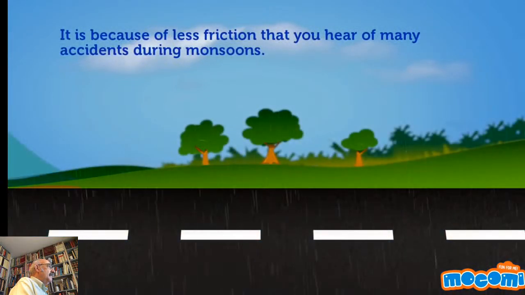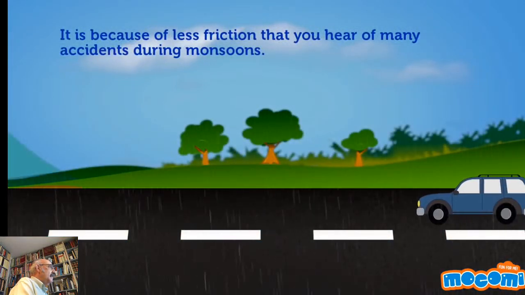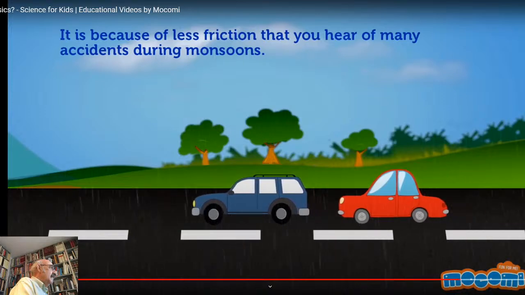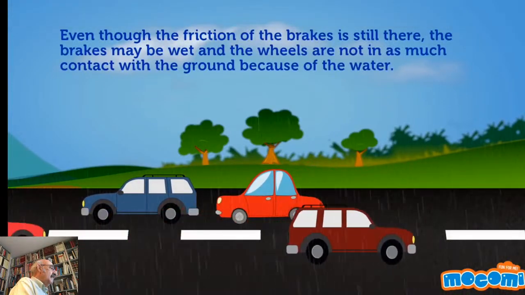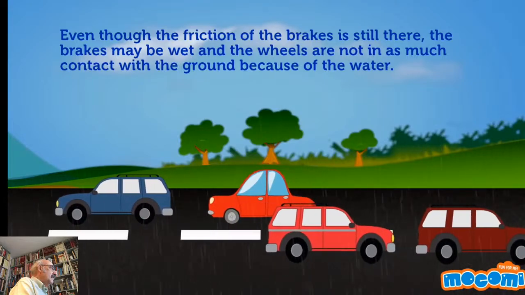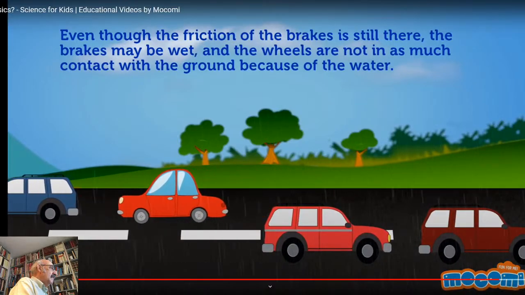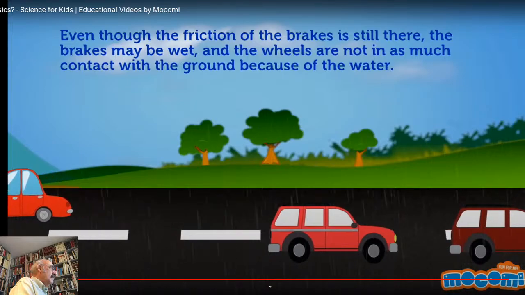It is because of less friction that you hear of many accidents during monsoons. Even though the friction of the brakes is still there, the brakes may be wet, and the wheels are not in as much contact with the ground because of the water.